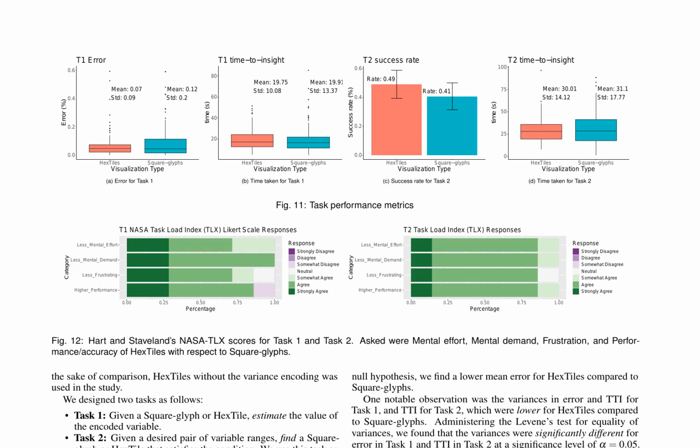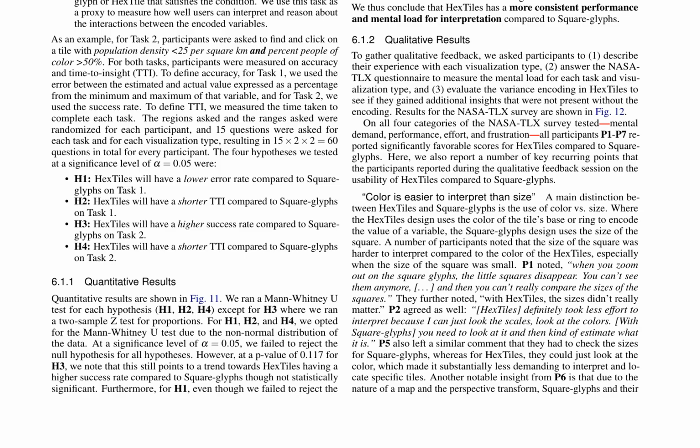Participants noted that the size of squares in square glyphs was harder to interpret, especially when zoomed out, while HexTiles' color-based encoding made it simpler to compare and understand the variables. Moreover, participants reported HexTiles as less demanding and less frustrating to interpret, with higher performance and lower mental effort, as shown in the NASA-TLX survey results.